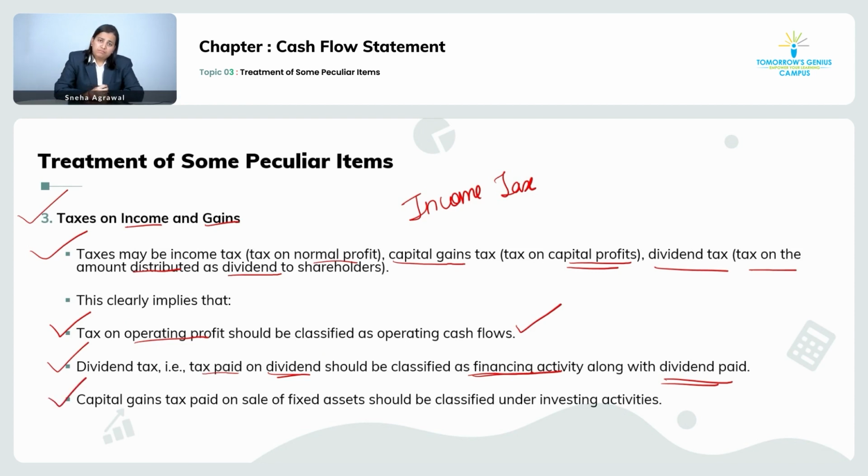And lastly, capital gain taxes. When will you earn capital gain? It is by sale of assets like your plant, machinery, fixed assets. So if you earn any kind of capital gain and if you pay taxes on that, also known as capital gain taxes on the sale of fixed asset, it is to be classified as your investing activity. I hope this is very clear.